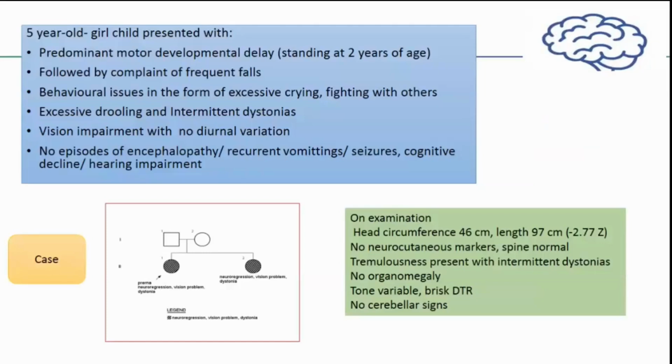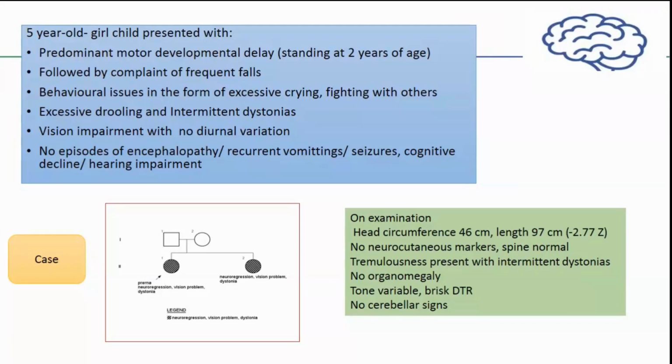So another case, a 5-year-old girl with predominant motor developmental delay, and then frequent falls, behavioral problems, excessive crying, fighting, excessive drooling, intermittent dystonias, vision impairment, but there was no episode of encephalopathy, and no similarly affected child in the family. And again, on examination, other than intermittent dystonia, there was nothing specific.